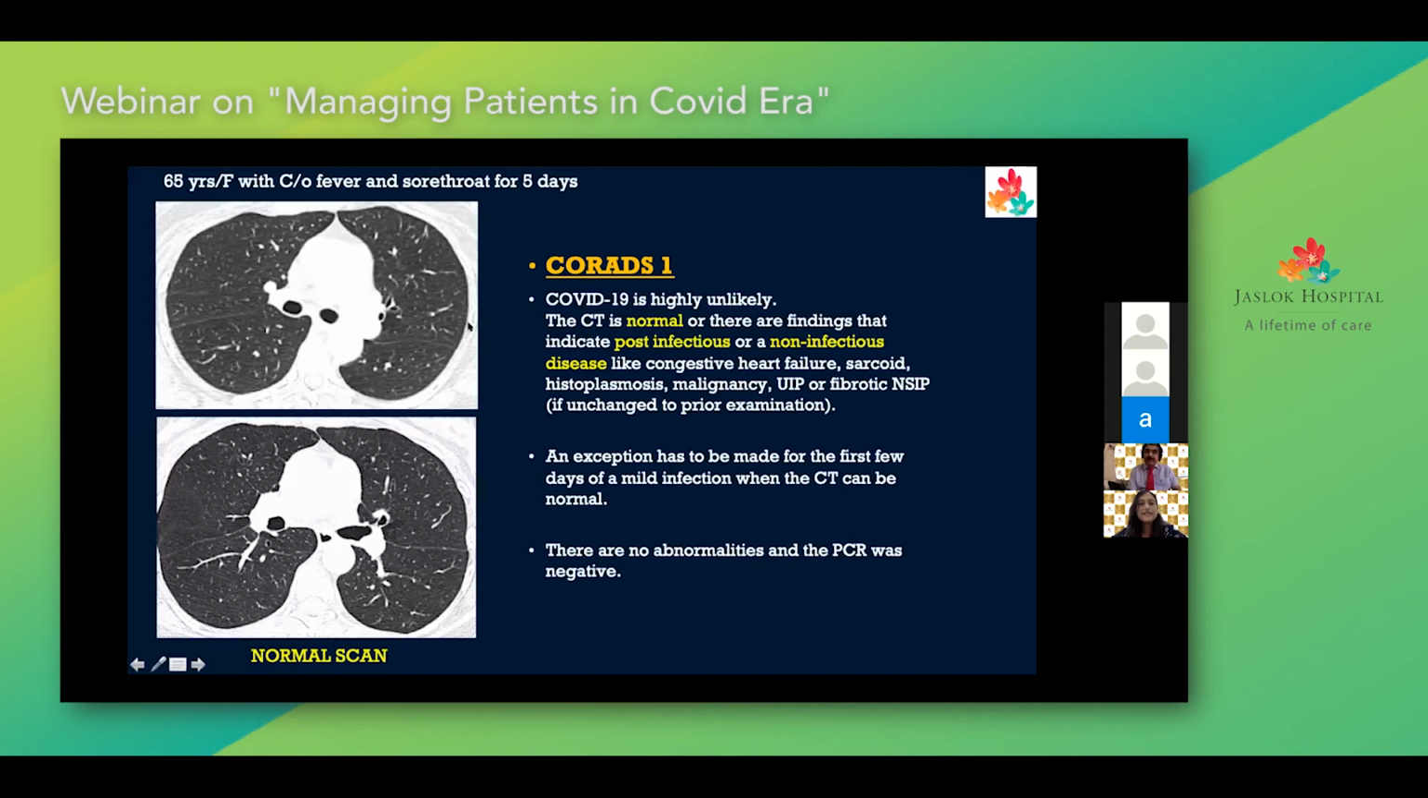Now, this is the first example. The CT of this patient, who was actually symptomatic, is essentially normal and hence graded as CO-RADS 1. So all normal, post-infectious, and non-infectious diseases, like even heart diseases, are grouped under CO-RADS 1.